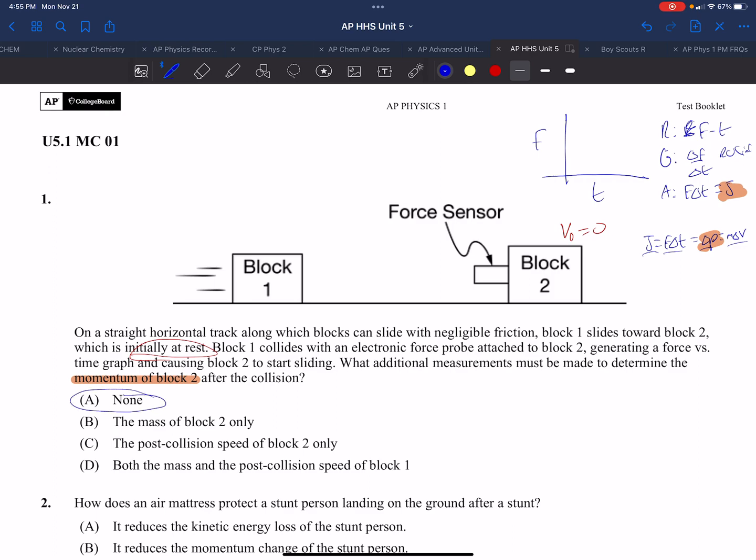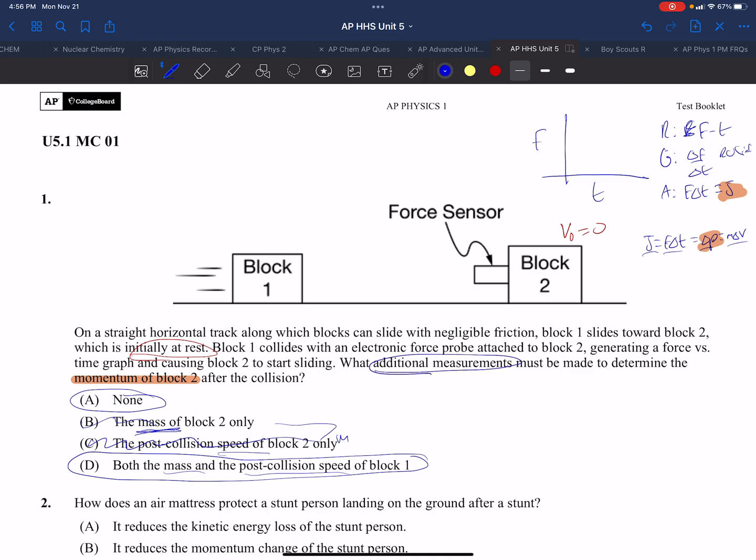Now, if we want to look at the other answers to see why they aren't correct, well, we don't need to know the mass if we've got the impulse. And we don't need to know the speed, or the speed of block 2 alone won't tell us anything because we would need the mass. And so in either one of those two cases, we need something else besides that. Both the mass and the post-collision speed would give us the momentum, but we don't need them.